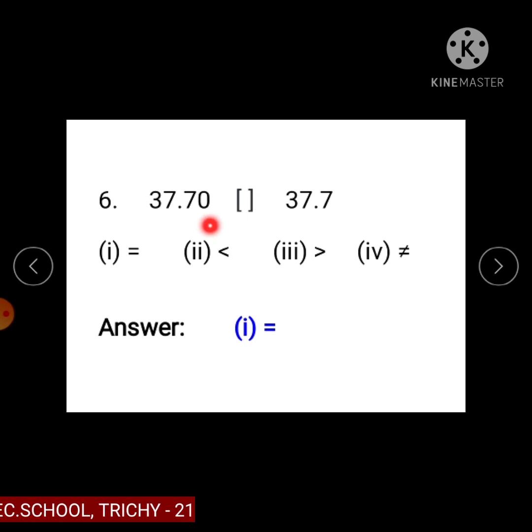Question number 6. 37.70 dash 37.7. Options are 1 equal to, 2 less than, 3 greater than, 4 not equal to. The answer is option 1, equal to. 37.70 is equal to 37.7.